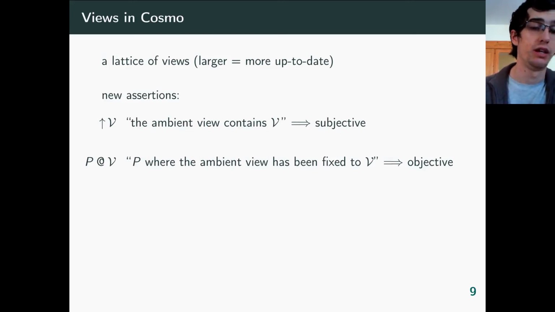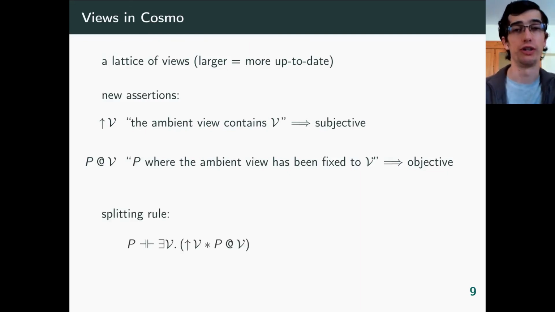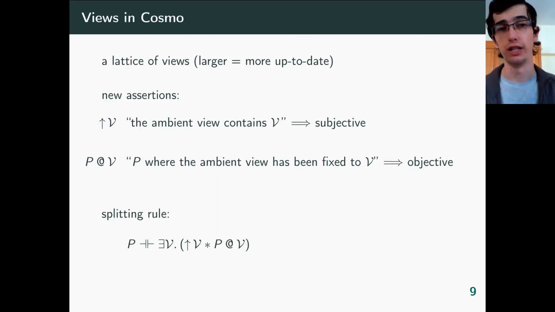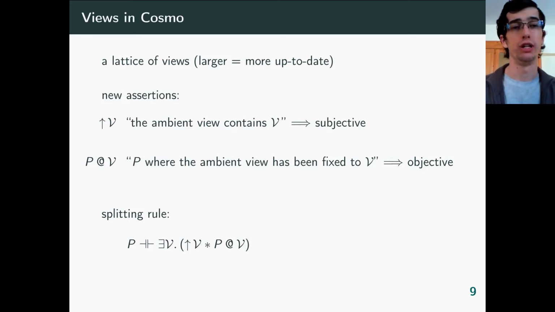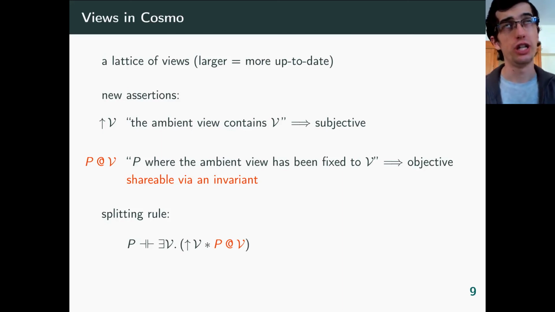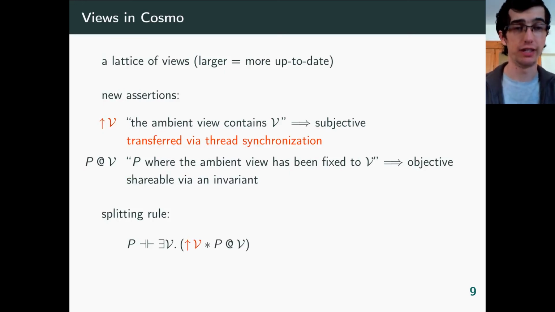These assertions satisfy several rules, in particular this one: any assertion P can be decomposed into an assertion upper O V and an assertion P at V for some view V, and conversely. That's how we can transfer P between threads. We isolate all of its subjective knowledge into a component upper O V so that what's left is an objective assertion P at V, which we can share in an invariant. So to achieve a transfer of P, we just have to transfer view assertions, and this has a runtime meaning. This is thread synchronization.